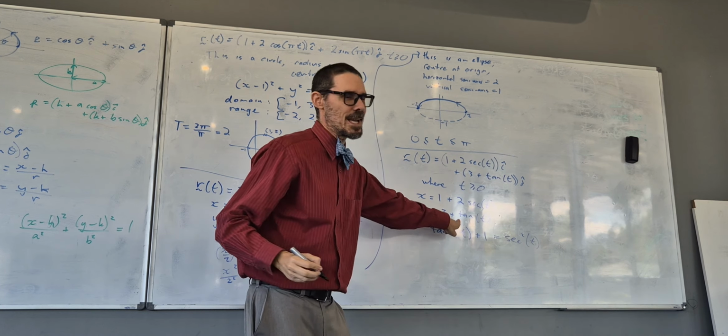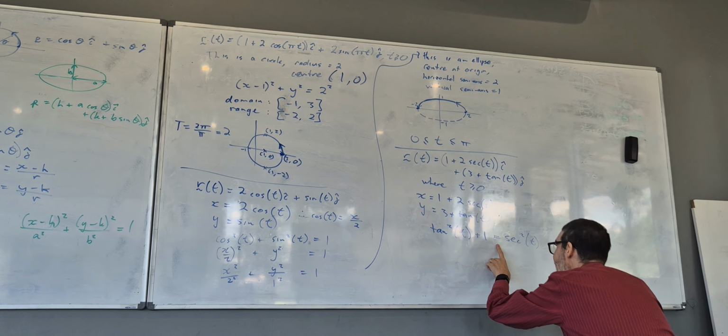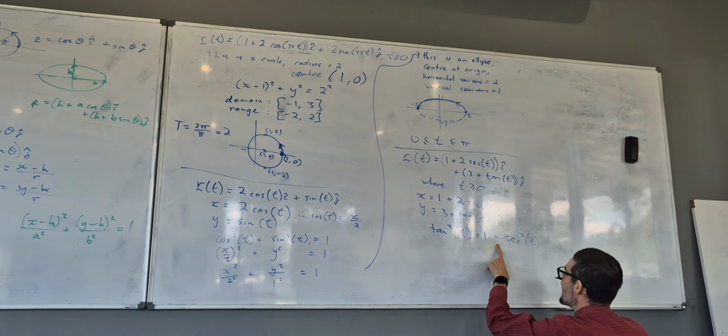Okay, I better rearrange this for sec and tan. Sec t must be x minus 1 over 2 and tan t is y minus 3 over 10. Plug them in, simplify. Rearrange until it looks like one of the two options you've got on the formula sheet. Go.